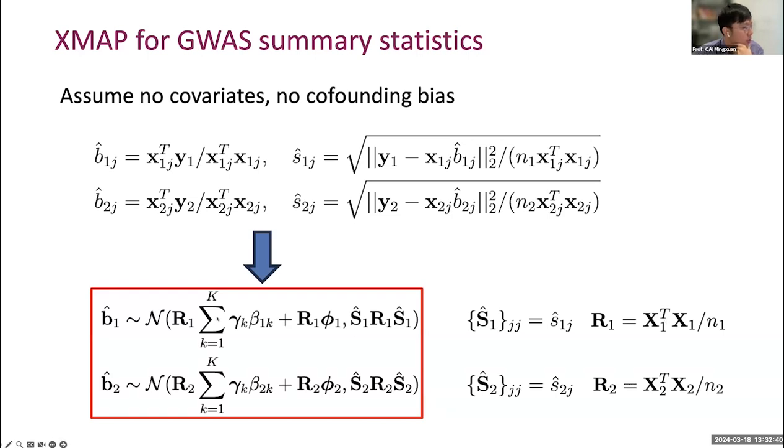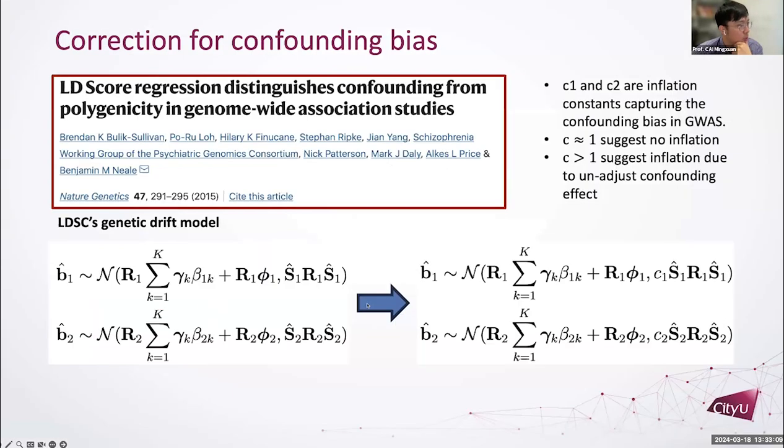You can see that this summary level model has, for the mean, the true effect size multiplied by the correlation matrix, and for the variance, the marginal standard error reweighted by the correlation matrix. So what we need is just the marginal effect size, the correlation matrix, and the standard errors. We do not need X and Y anymore.